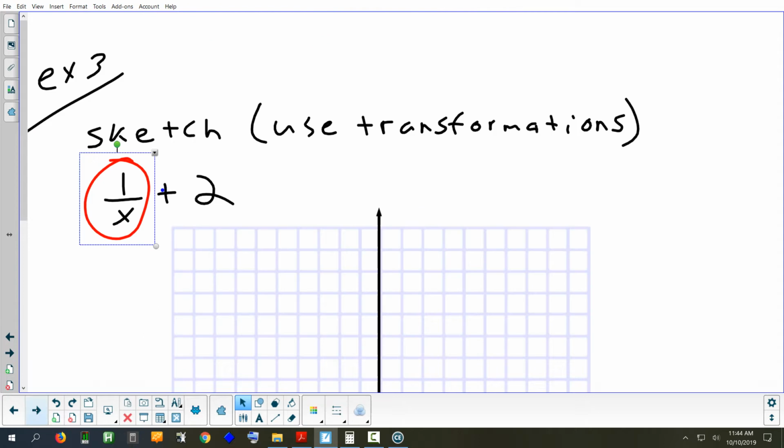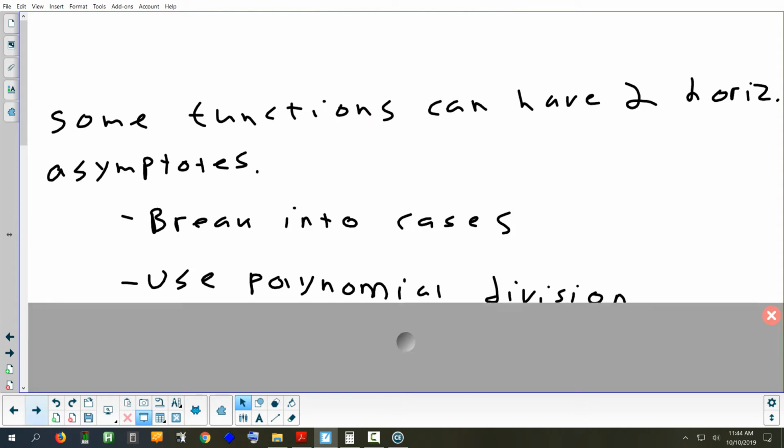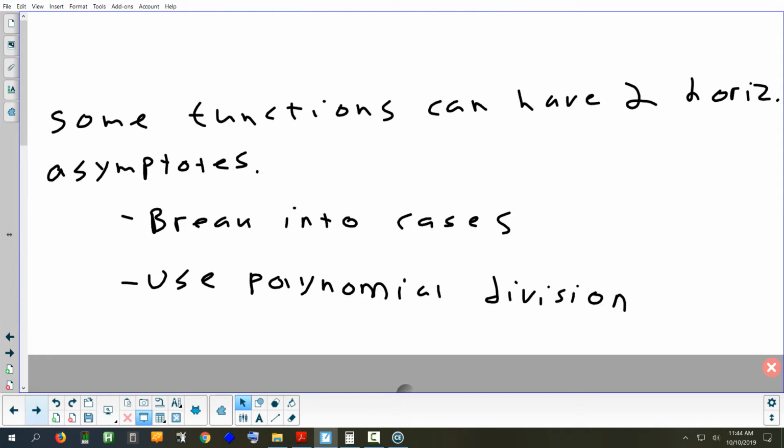All right, so we did that. Okay, so some functions can have 2 horizontal asymptotes.